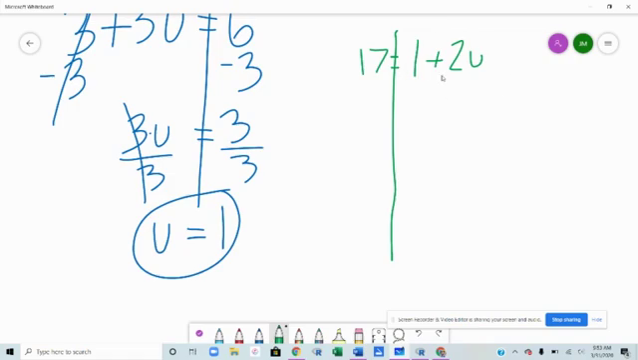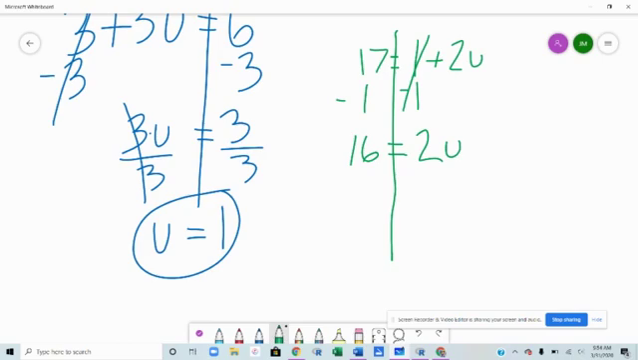Look for the constant. Our constant is 1. How would you get rid of 1? Well, since it's positive, you would subtract 1. 1 minus 1 is 0. Do it to both sides. 17 minus 1 is 16 equals 1 minus 1 is 0. Leaves you with 2u.